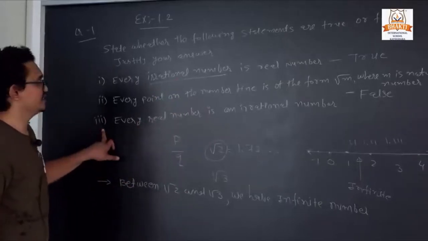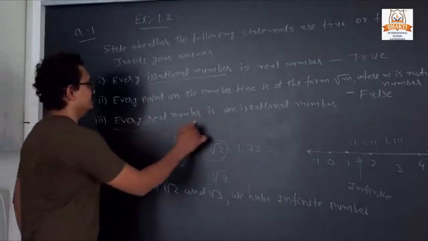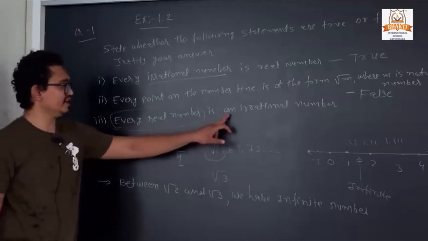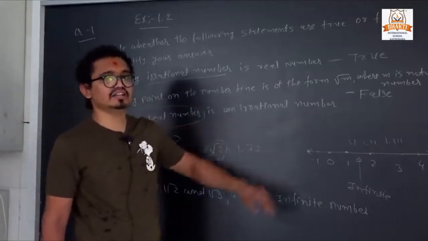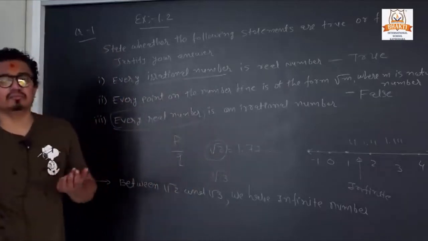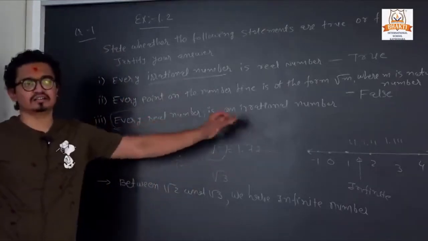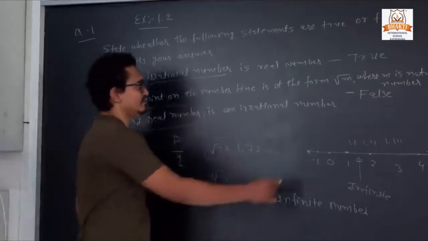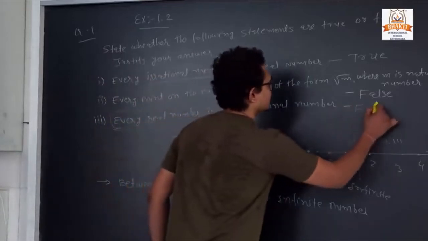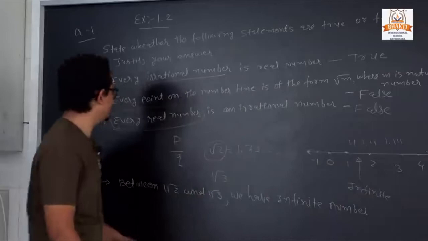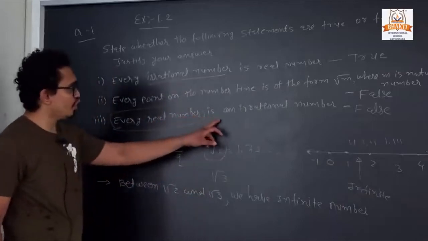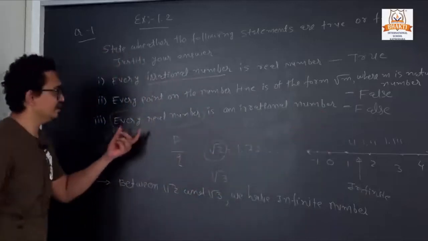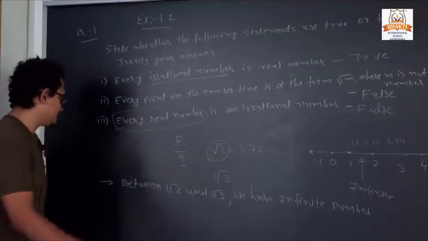Now question number 3: every real number is an irrational number. In the real numbers, some of them are not always irrational. Some of the real numbers are rational and some of them are irrational. So that statement is also false. What is its right statement? Every real number is not an irrational number. It is not necessary that every time all the real numbers are irrational. Clear? So we can justify it.